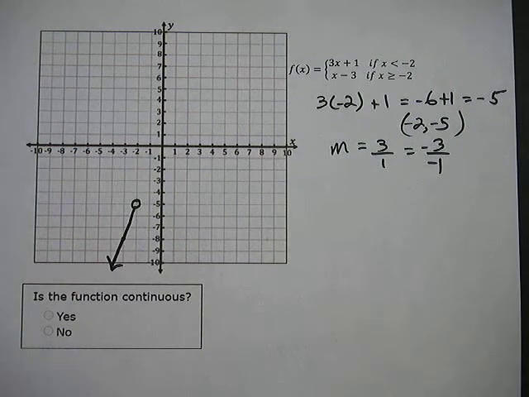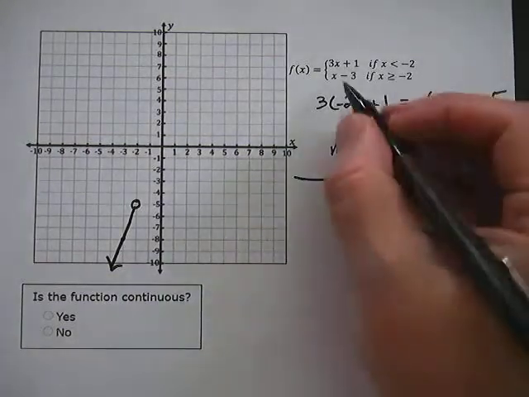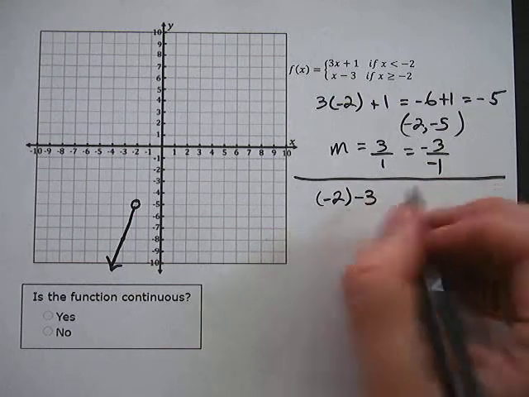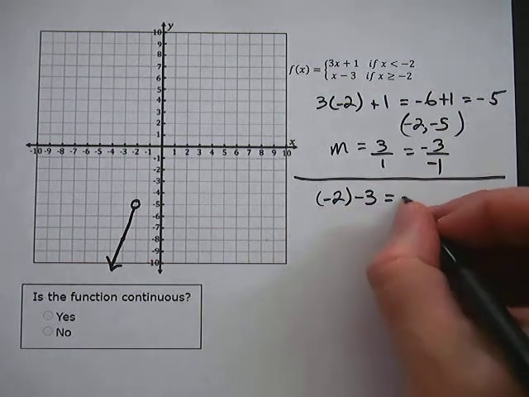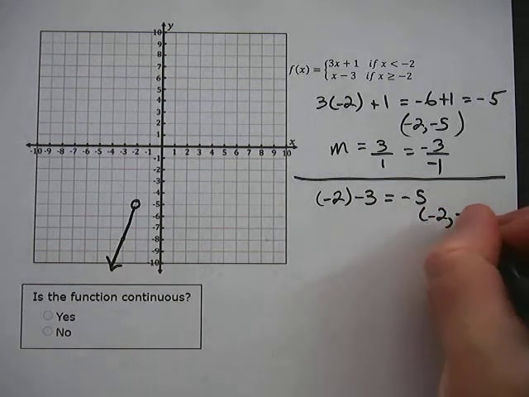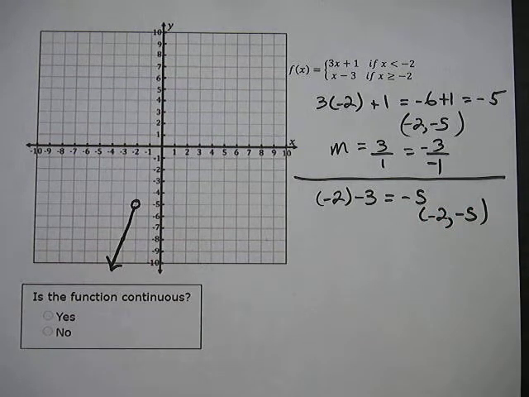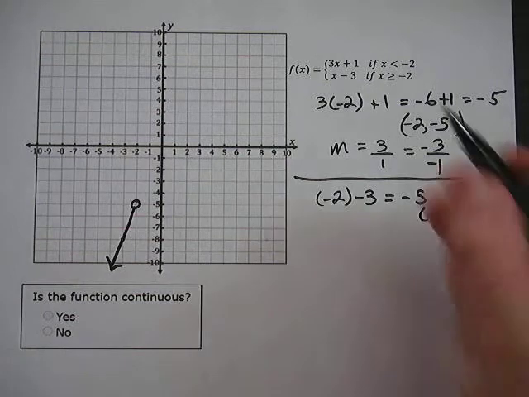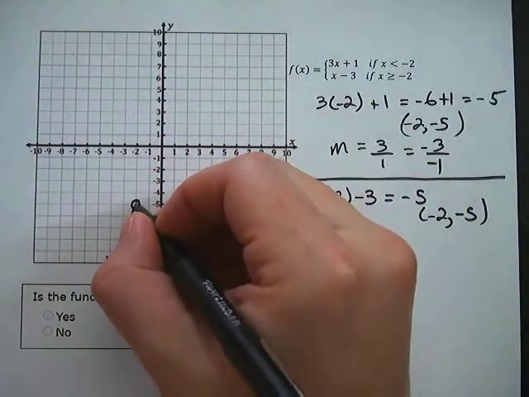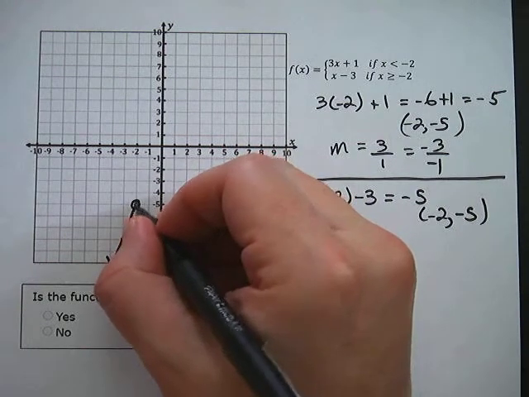Okay, and now for the other portion at negative 2, we've got x minus 3, so negative 2 minus 3. We plug in a negative 2, we get a negative 5 out. Okay, so that is negative 2, negative 5. That's the exact same point that we just did, but this time it's going to be a closed circle. There's an open circle there, but we're going to fill it up with a closed circle.